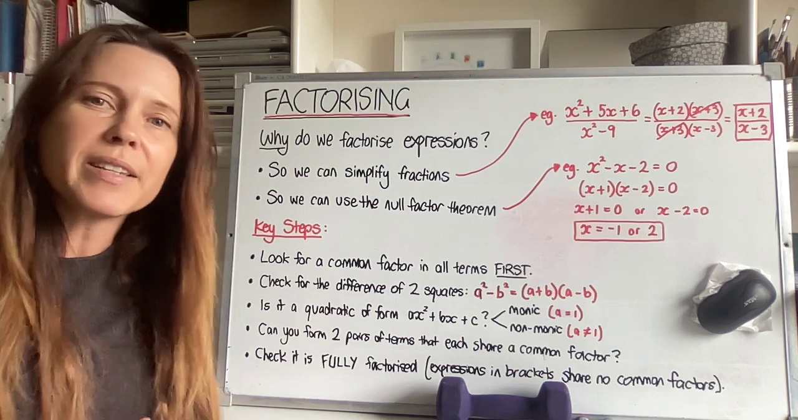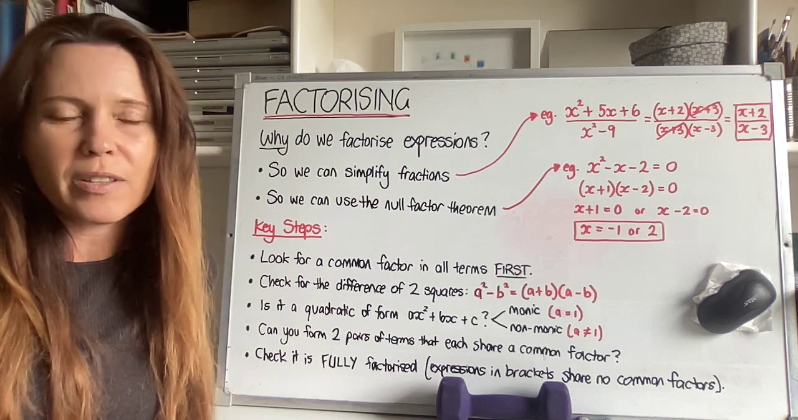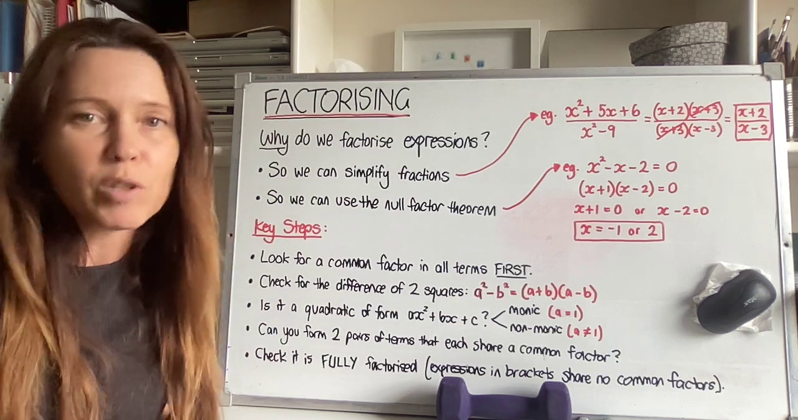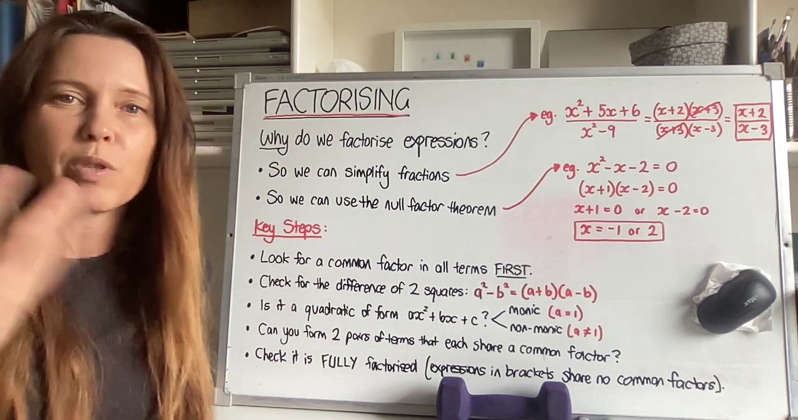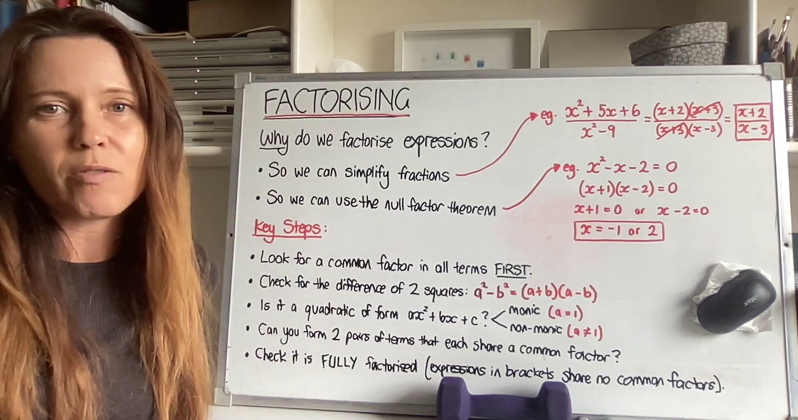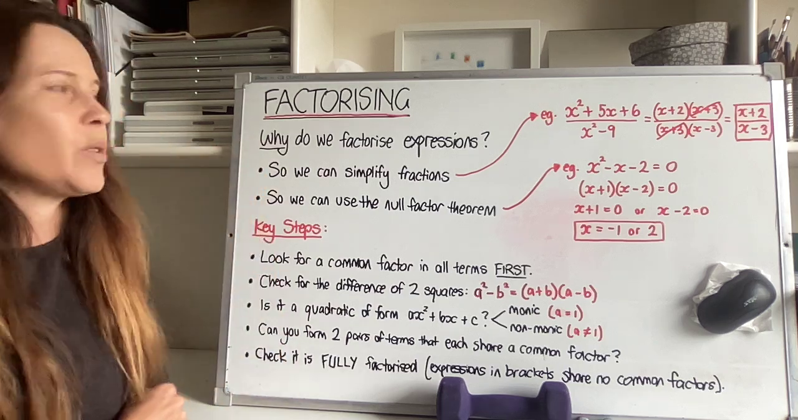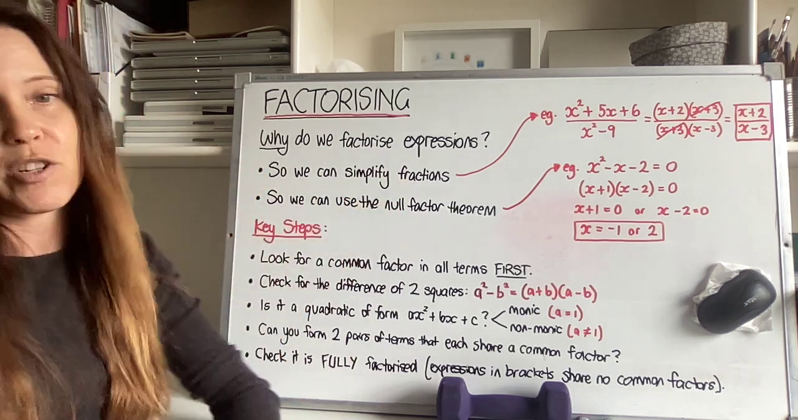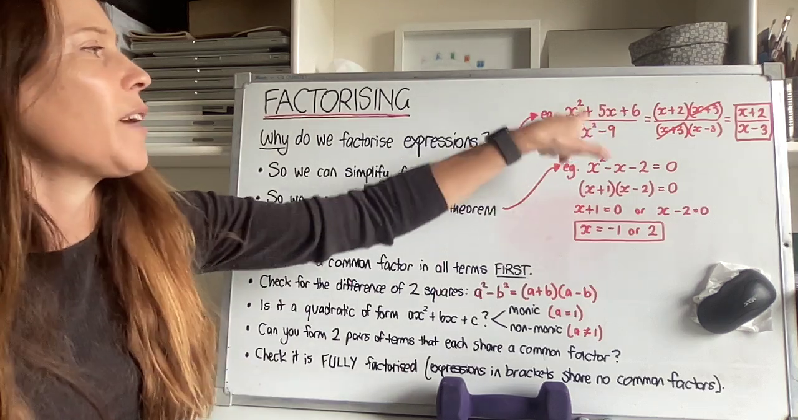So by factorising, we're basically turning some expression that might have several terms added or subtracted into a multiplication problem. We're turning it into something multiplied by something else. Now, why would we need to do this? Well, two main reasons. You might need to do this if you're simplifying a fraction. So let's have a look at a complicated fraction up here.